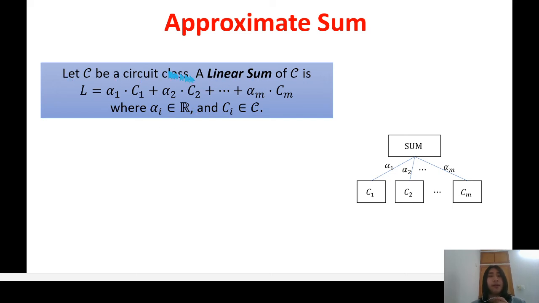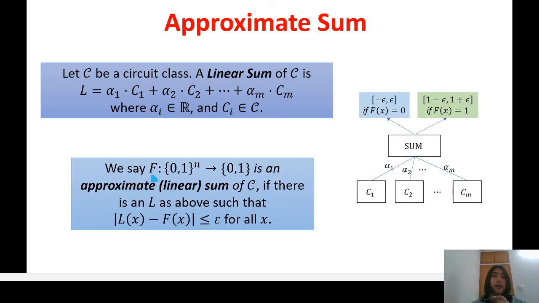First, let C be a circuit class. A linear sum of C is just a linear combination of some circuits from C. So this linear sum receives a Boolean input, and for each bottom circuit, it has an output either 0 or 1 on this input, and we treat these zeros and ones as real numbers. We compute a linear sum of them and obtain a real number as the final output. That is, a linear sum receives a Boolean string as an input and outputs a real number.